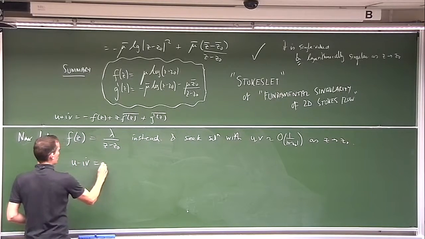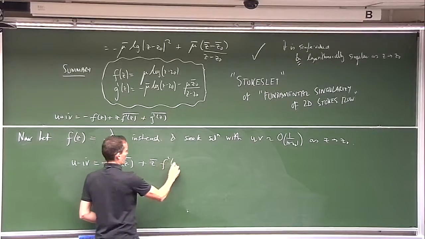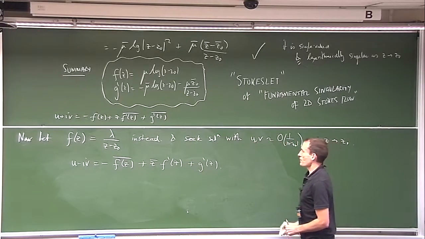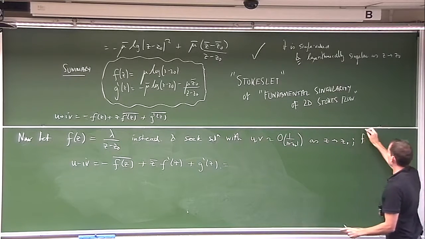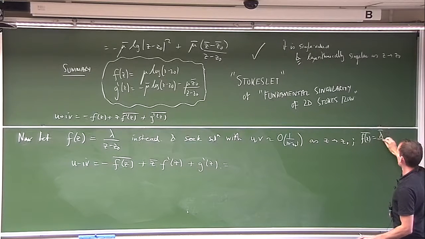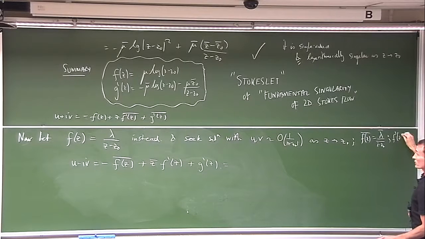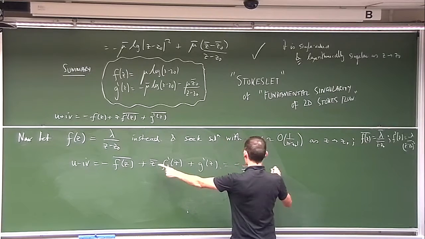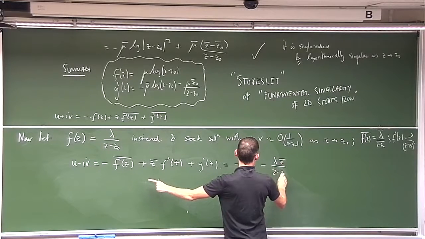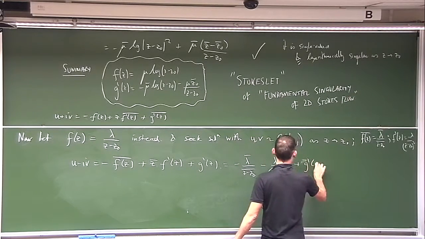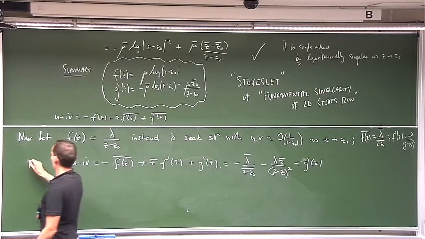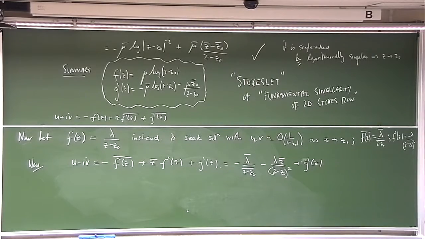Okay, so u minus iv, remember, was this. It's not this, it's u minus iv, which is why I've conjugated everything. So over here, let me just write what the conjugate is. It's lambda bar over z minus z naught bar. And the derivative is, of course, minus lambda over z minus z naught squared. So let's substitute those things. This is the velocity field associated with that. We haven't picked g yet, g prime.